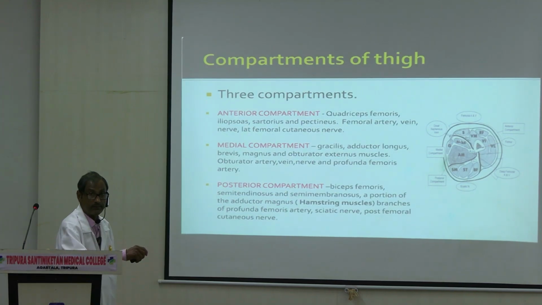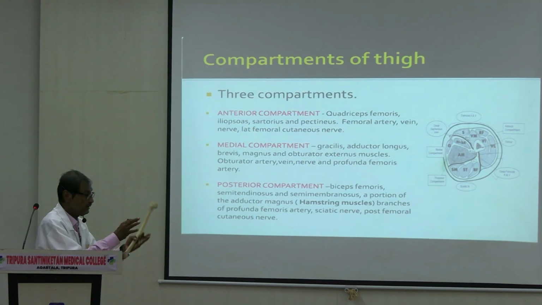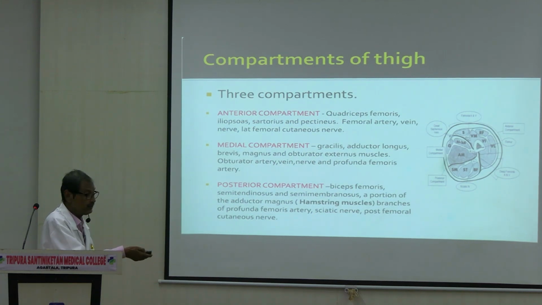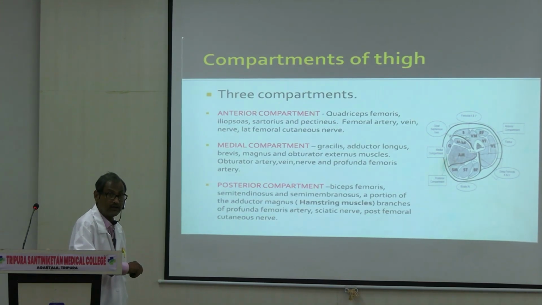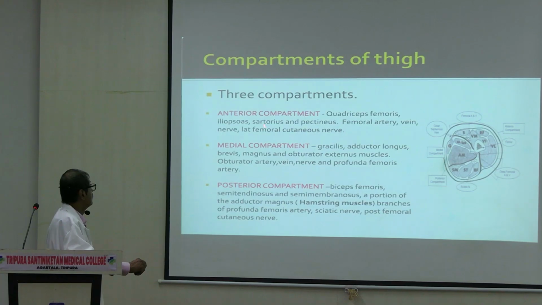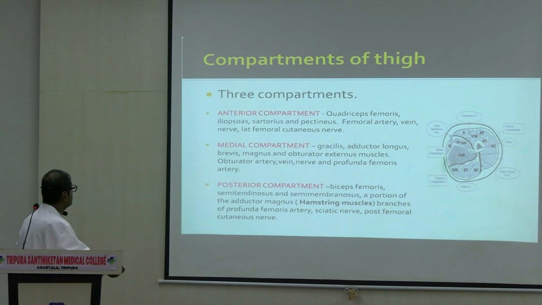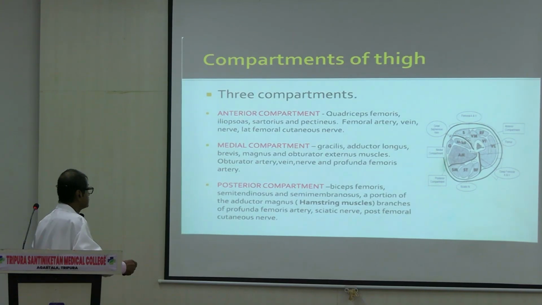They are inserted in the upper part of the tibia with a band, and that goes to the tibial tuberosity as the patellar tendon. Iliopsoas is the flexor; sartorius is a double flexor, also called the tailor's muscle. Why? It flexes the hip joint as well as the knee joint. Then pectineus, femoral artery, vein, nerve. These are anatomy you have to remember. Sir will teach you much better than me. Next slide.